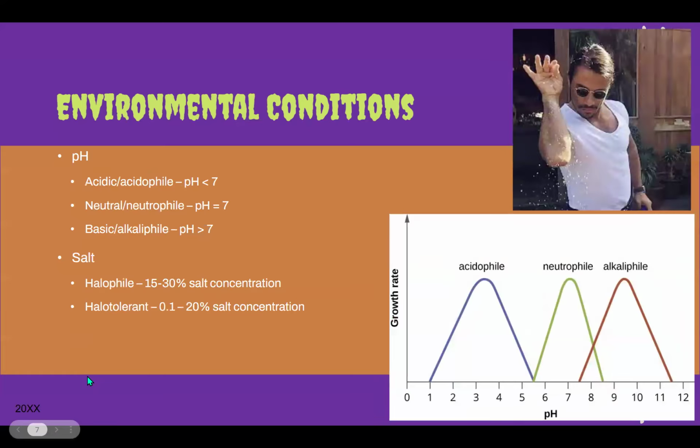Okay, next we have pHs. The way the pH question is going to be worded is you might be asked, hey, this microbe likes a pH of less than 7, or an acidic condition. So you'll know that acidic, or acidophiles, like a pH less than 7. Neutral, or neutrophiles, like a pH of 7, give or take, 6.5 to 7.5, things like that. And your basic, or alkalinophile, likes a pH greater than 7.